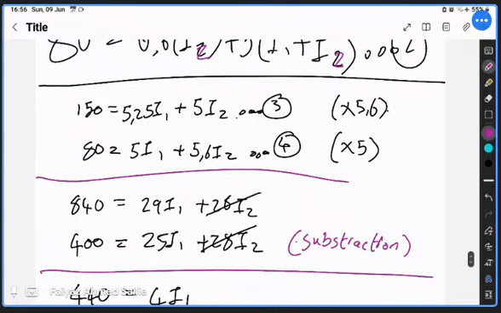Mistake. See, 5.25, 5 multiplied by 5, 80, 5, 5.6, 5.25, 5, 150, and 80. Let's try that again. Let's do it again.